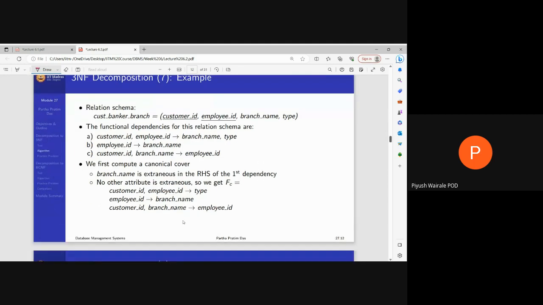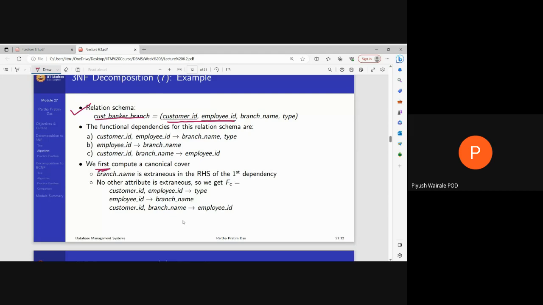Now 3NF decomposition. Let us take this example. We have a relation customer bank branch having attributes customer ID, employee ID. This is a candidate key because it's underlined, right? Branch name and type. The functional dependencies for this relation schema are like this only. So first we need to compute the canonical cover.